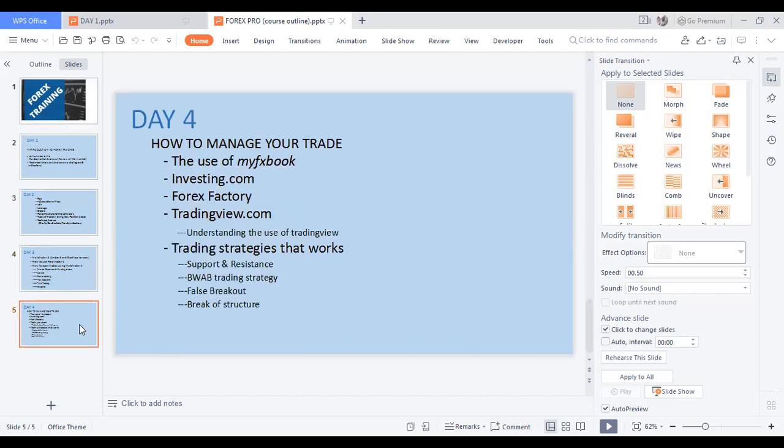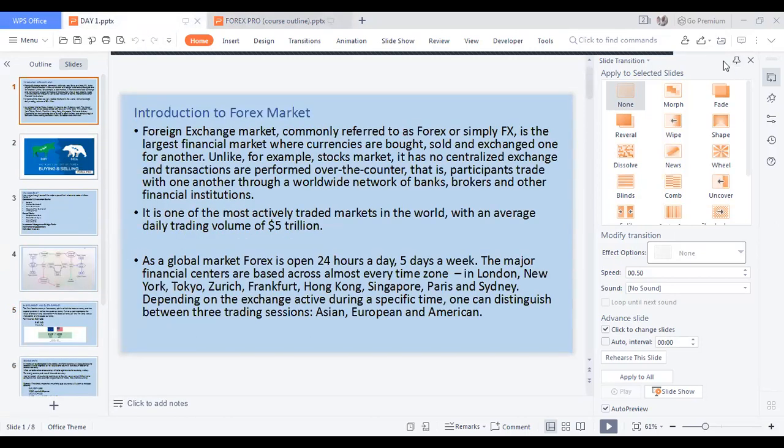Day 4, we will dive into how to manage our trade, although trade management starts from day 3. I'll talk about the use of MyFXBook, Investing.com, Forex Factory, TradingView. Are you with me? So let's quickly start. So let's start. What's Forex?